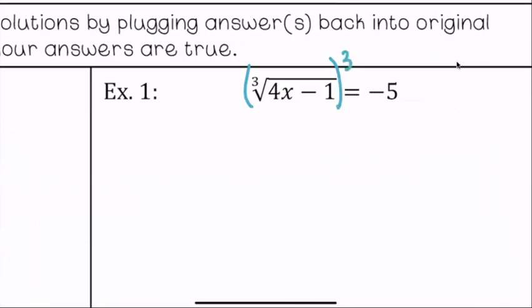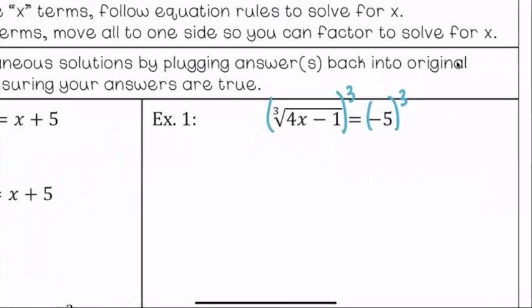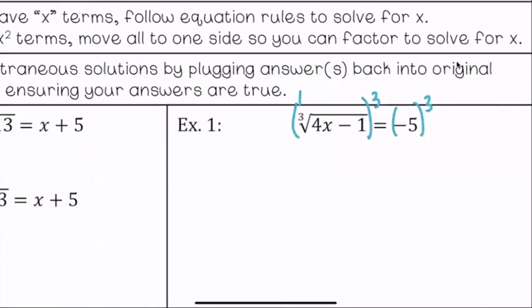Now here on number 1, we're going to raise both sides to the power of 3 because 3 is our index. You can see that right there. And the reason we're doing that is because it will cancel out this side here to just give us 4x minus 1, because taking the cube root and then cubing it gives you whatever's just on the inside. And then on the right side, we have -5 cubed. That would be -125. I just did that in my head, but you can use a calculator.